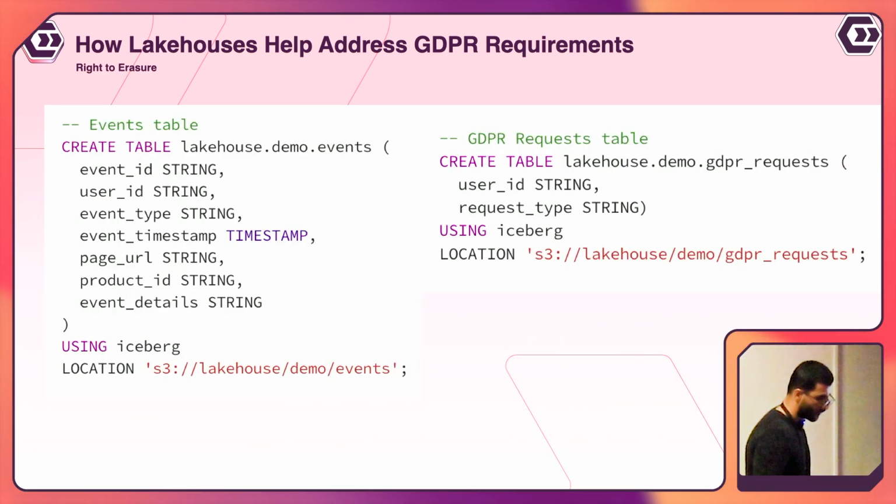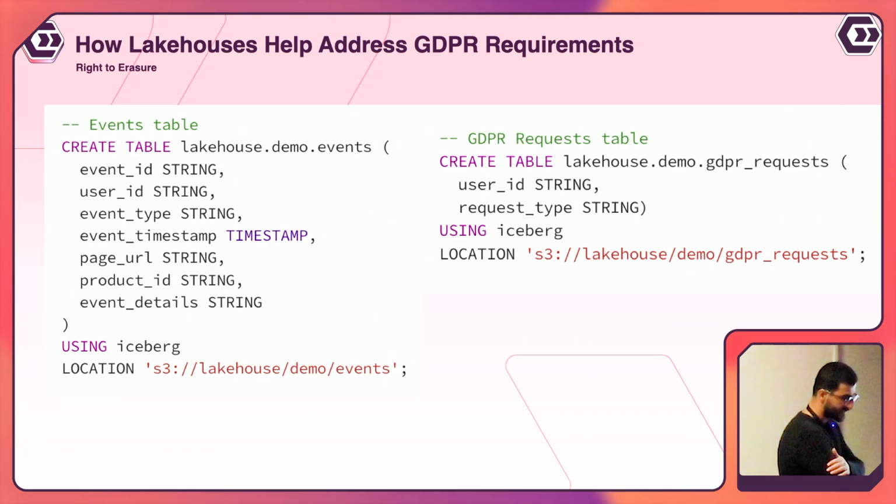I will now show you how we can easily handle erasure requests in the Lakehouse using Iceberg. So in this example, I use Spark SQL to execute commands using Iceberg. Let's say we have an Iceberg catalog called lakehouse, a database called demo, and two tables. The events table is used to track user activity on the marketplace website, and the GDPR requests table contains user export and delete requests.